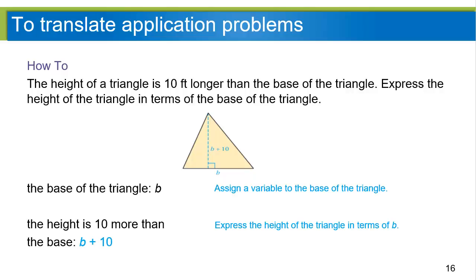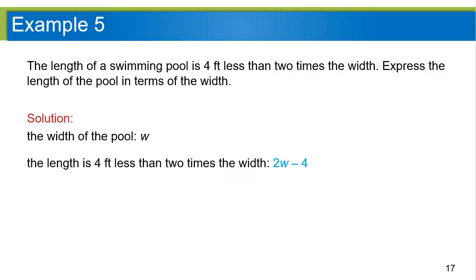Well, we don't know either of them, so we give them an unknown. We call the base b, and since the height is 10 feet longer, it's just b plus 10. It's that simple, right? And this is a simple example. They can get more difficult, but that's the idea. The length of a swimming pool is 4 feet less than 2 times the width. 4 feet less than, right? So we're going to subtract 4 from something, 2 times the width. So here we have 2 times the width minus 4.